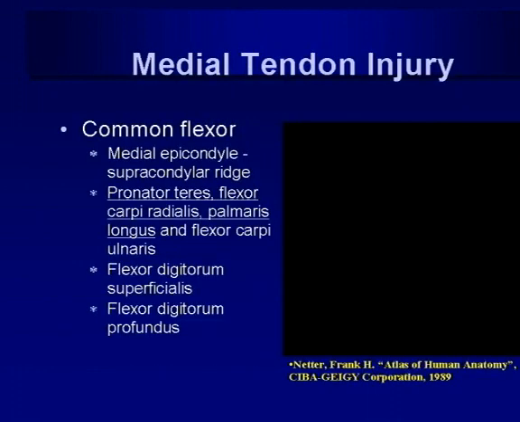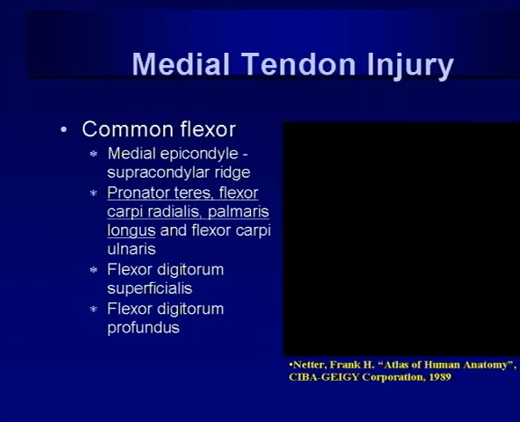So let's start with the medial tendon. And I like to understand anatomy before I look at pathology. I think it's very important. So in this Netter depiction here, we're going to go over the common flexor tendon. We know that it originates from the medial epicondyle, specifically the supracondylar ridge.